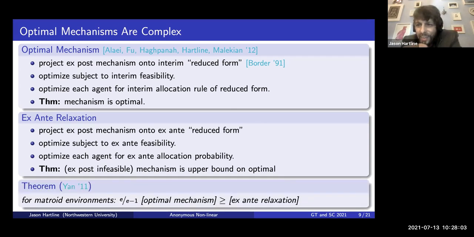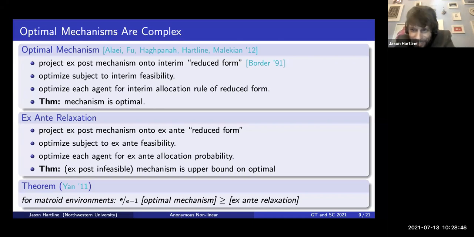Okay, and so remarkably though, this upper bound is not too loose. Okay, oftentimes this upper bound is actually a pretty close upper bound on the optimal thing. And so one example, and the multi-unit environment I had on the previous slide is a special case, is matroid environments. So if you don't know what matroids are, don't worry about it. Just think about multi-unit or single item auctions. But in general, for matroid environments, e over e minus 1, which is about 1.58, times the revenue of the optimal mechanism actually is bigger than the ex ante relaxation.